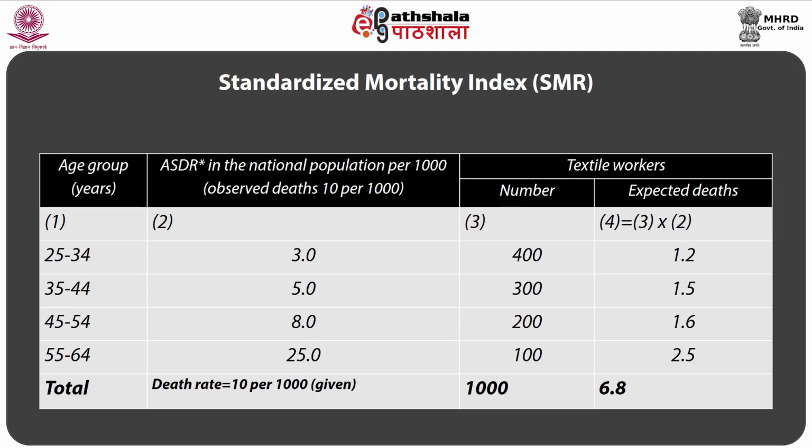The number is given in column 3, and the expected number of deaths is calculated: column number 3 multiplied by column number 2 will give the expected number of deaths, and the total expected number of deaths is calculated as 6.8.